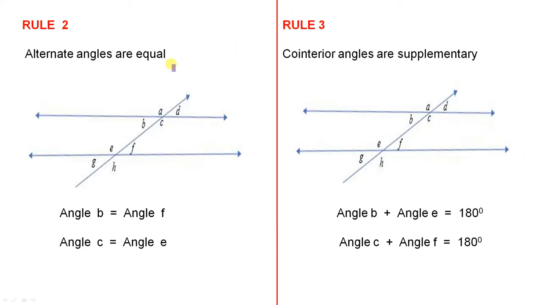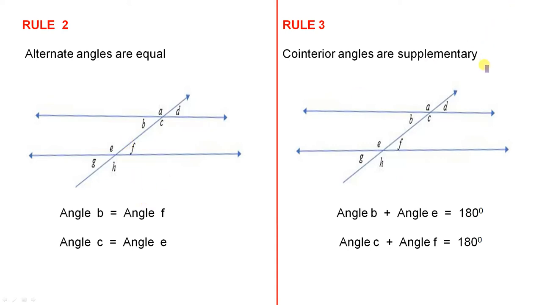Rule 2, alternate angles are equal. Angle B equals angle F. That one equals that one. And angle C equals angle E. That one equals that one. Now the alternate angles, easy to remember. Two things you have to remember. Alternate angles are inside the parallel lines, but they're on opposite sides of the transversal. So those two there, C and E, are inside the parallel lines, but on opposite sides of the transversal, and the alternate angles are equal.